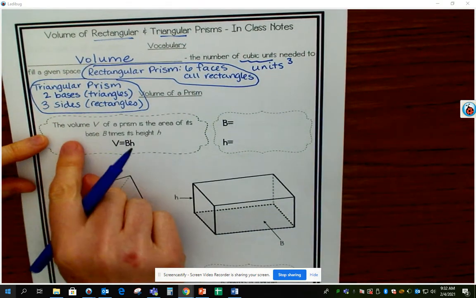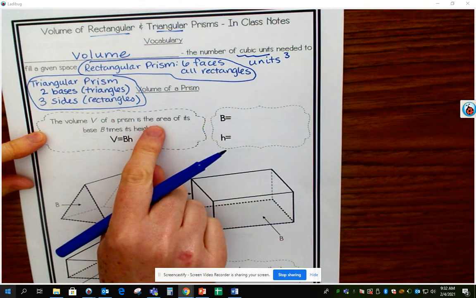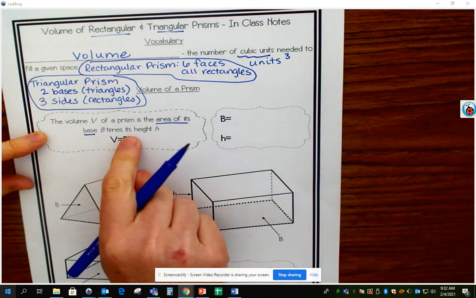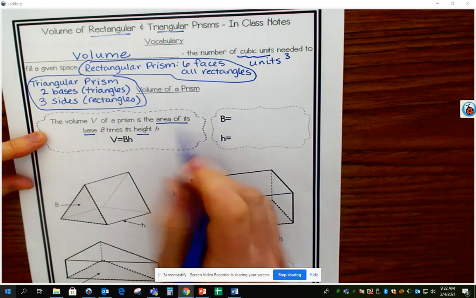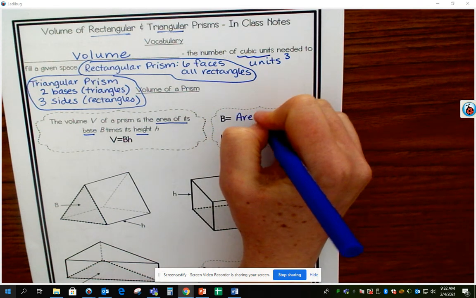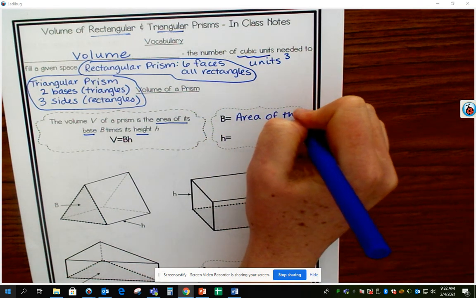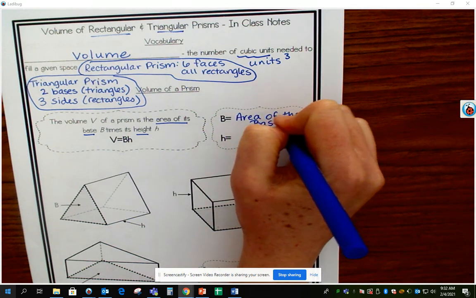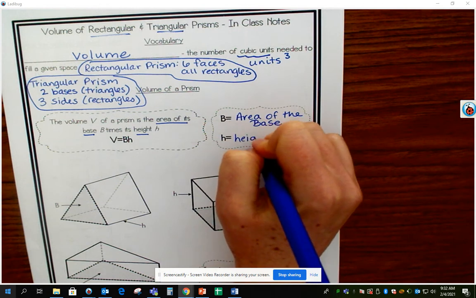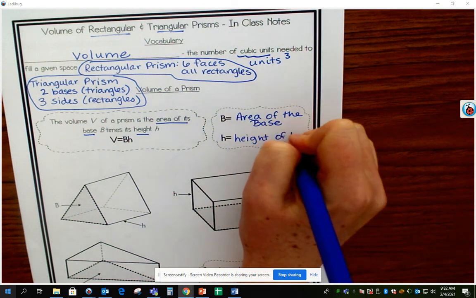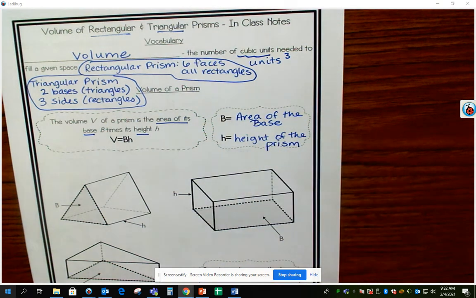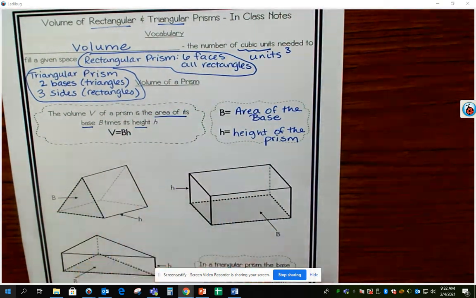Okay, so the formula for the volume of a prism is the area of its base times the height. So this capital B is going to equal the area of the base, and this H in the formula equals the height of the prism. So let's look at identifying these parts in these examples.